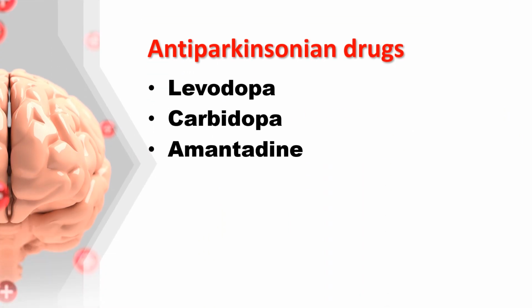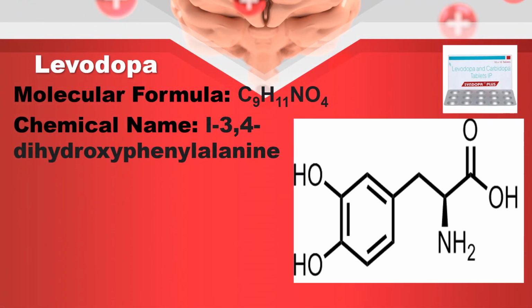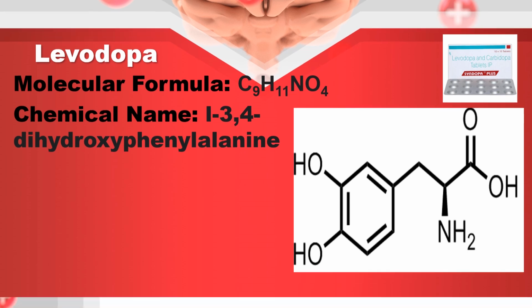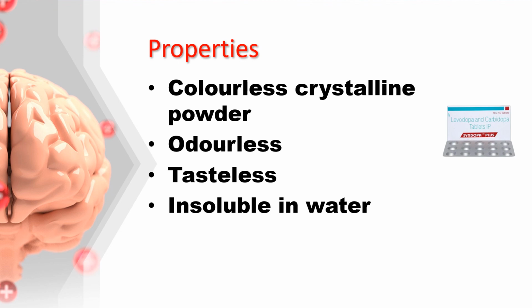The examples of anti-Parkinsonian drugs are levodopa, carbidopa, amantadine. Levodopa. The molecular formula is C9H11NO4. The chemical name is L-3,4-dihydroxyphenylalanine. Here is the structure of levodopa. The properties are, it's a colorless, odorless, tasteless crystalline powder. It is insoluble in water.